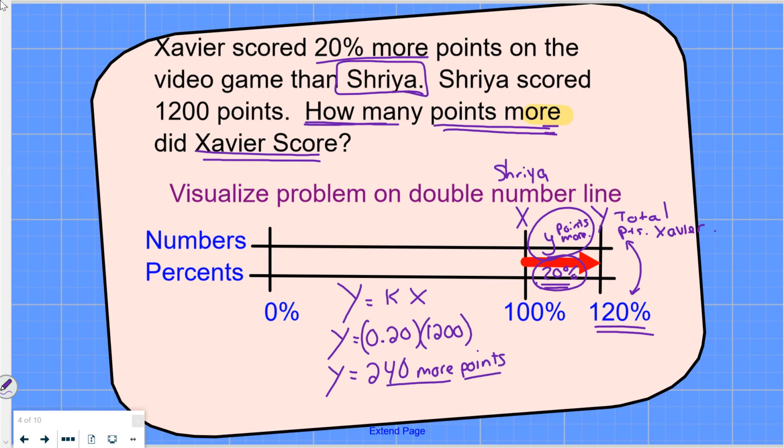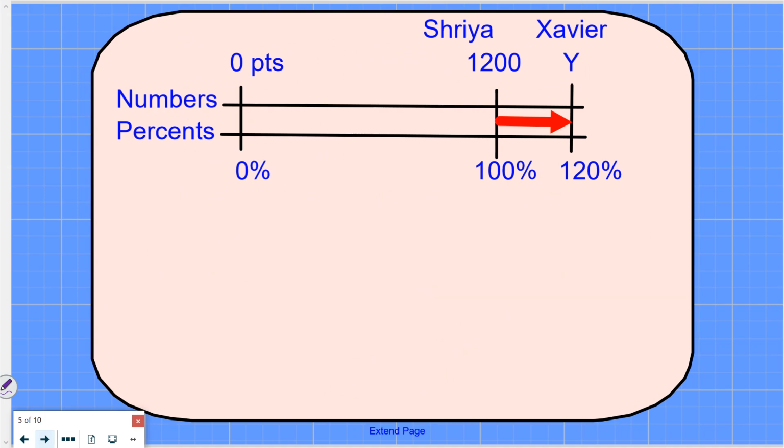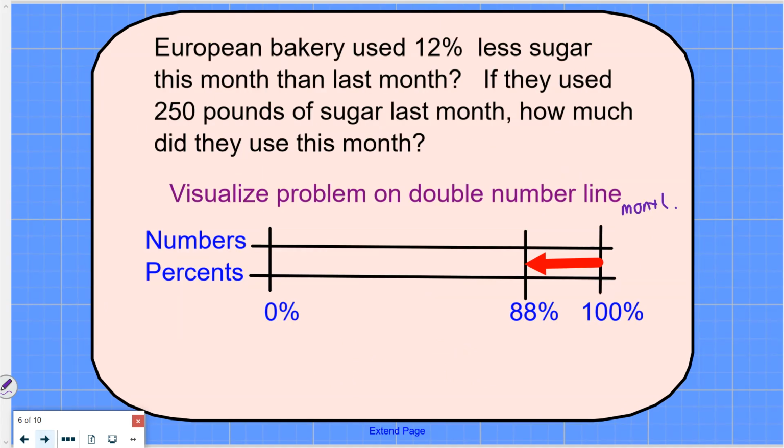And from the last problem, we know that if we subtracted Xavier's 1,440 points and Shreya's 1,200 points, I would get 240 more points as well. But this shows you how you can use either the percent more or the total percent. Let's look at another problem.